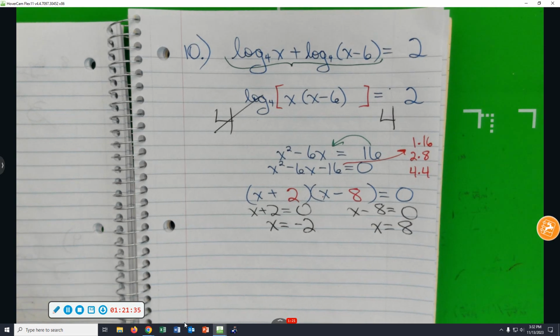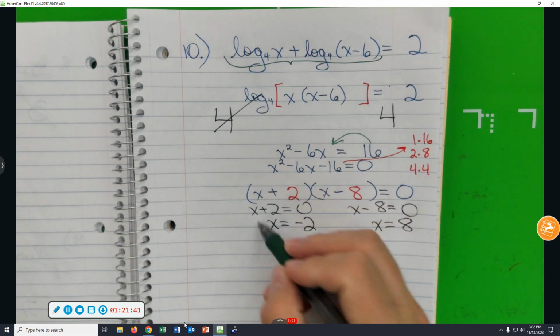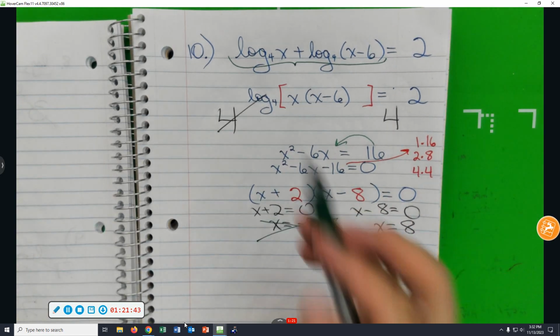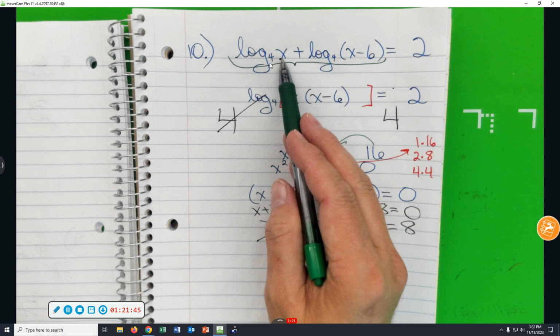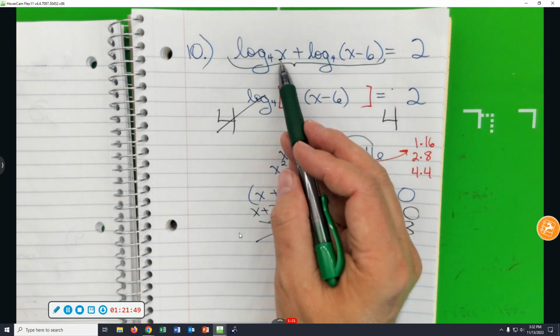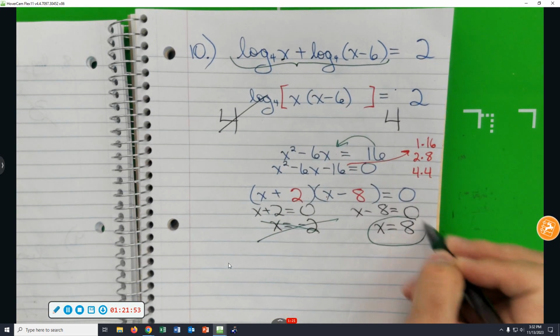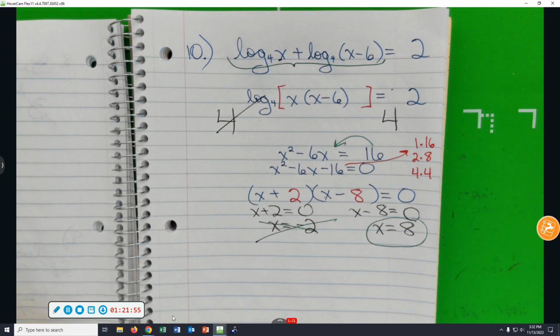Are they both acceptable? Which one do I need to cross out? Negative 2. I agree, because negative 2 is negative, and negative 2 minus 6 is negative. 8 is positive, and 8 minus 6 is positive. So 8 is the only solution.